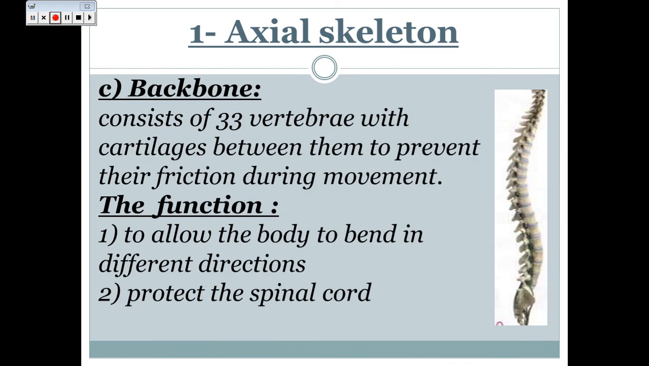C. Backbone. Our backbone consists of 33 vertebrae with cartilages between them to prevent friction during movement. The functions of the backbone are, number 1, to allow the body to bend in all directions, and to protect our spinal cord.